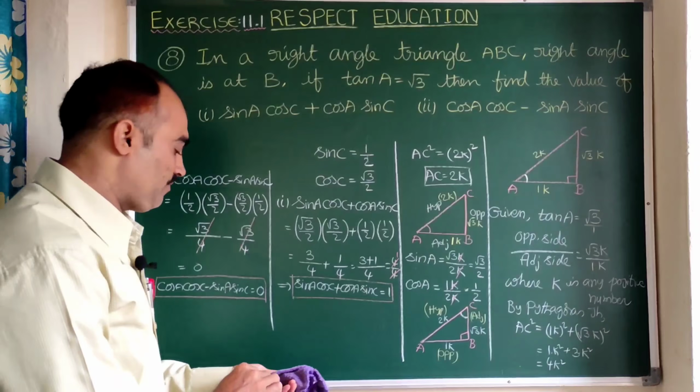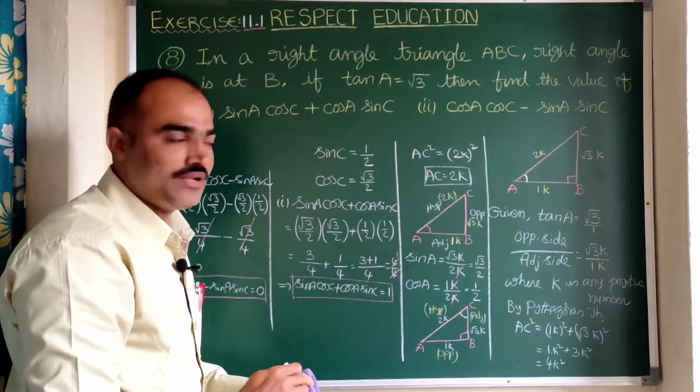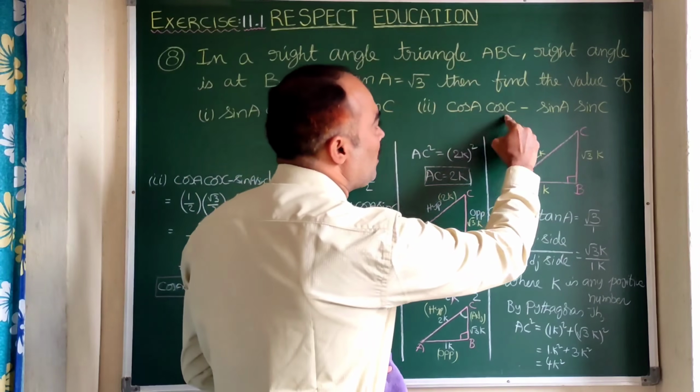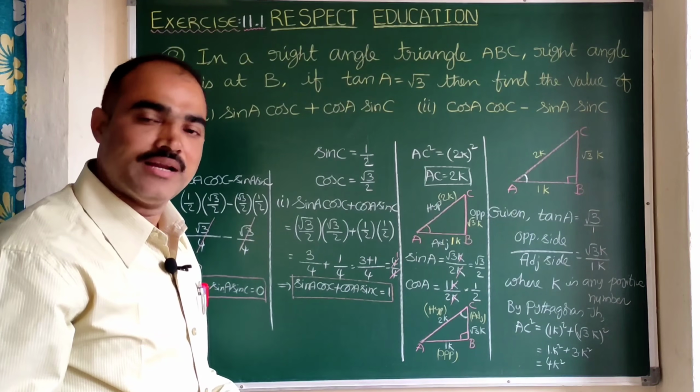Finally, you tell me: here sin A cos C plus cos A sin C is 1. Cos A into cos C minus sin A into sin C is 0. Any doubt? No, sir. Right.